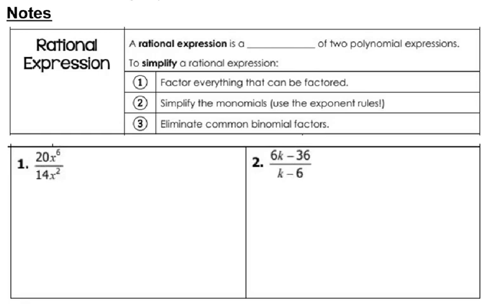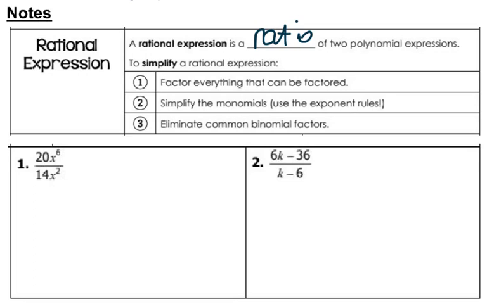In today's lesson we're going to learn how to simplify rational expressions. So first we need to learn what a rational expression is. A rational expression is just a ratio of two polynomial expressions. To simplify a rational expression, first you need to factor everything that can be factored in the numerator and denominator. We're going to simplify the monomials by using the exponent rules, and then we're going to eliminate common factors. So let's look at example number one.